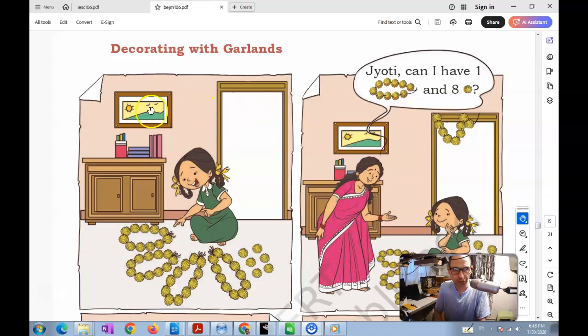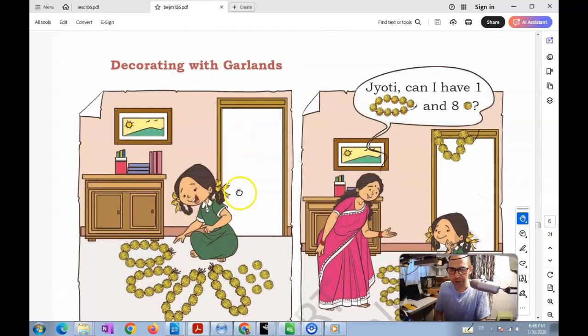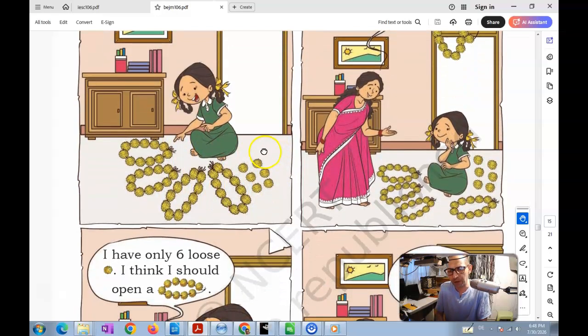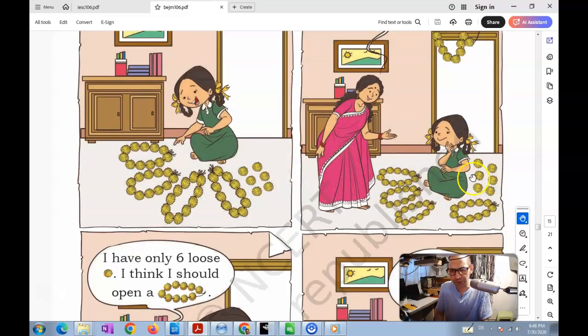Now there is a story here, and it's about decorating with garlands, and GOT has these garlands. She has these flowers, let's call the unit ones flowers. So we have 10 unit ones over here, another 10, another 10, another 10. So that's 4 groups of 10, and 6 unit ones. So that's a 46, right? And the same 46 are over here.